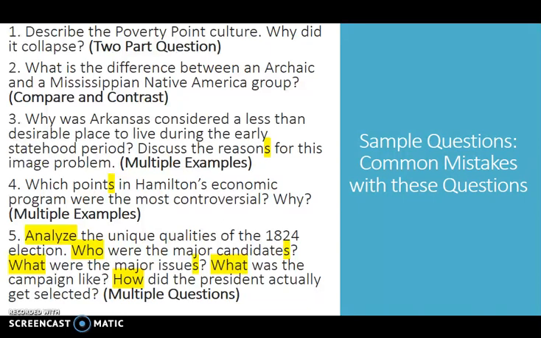Number 3. Why was Arkansas considered a less than desirable place to live during the early statehood period? Discuss the reasons for this image problem. Now, this is a good one. You got your question. Now, a lot of students will only discuss one thing.